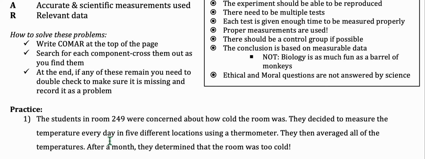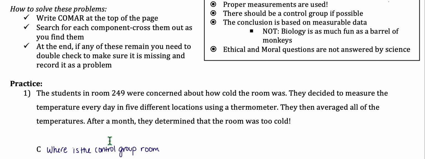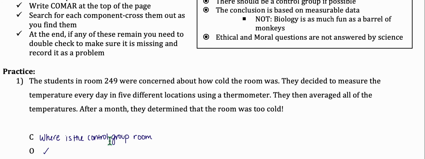Next is the issue of accurate and scientific measurements. Yes, we're using a thermometer, but they averaged all the temperatures. I understand averaging the 5 temperatures of the different locations in the room every day. I think that would be a good idea. But we should see the difference from day to day, to see if there is a difference based on maybe how cold it is outside, or maybe the building's just hot. So that A for COMAR seems a little odd.